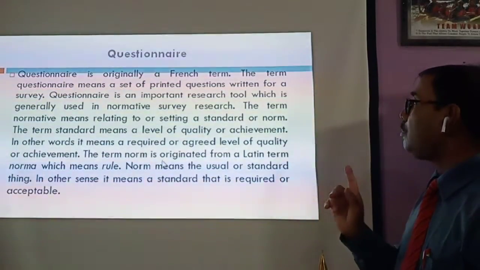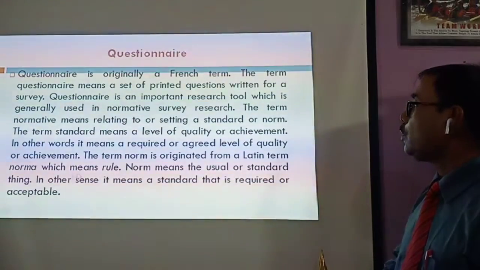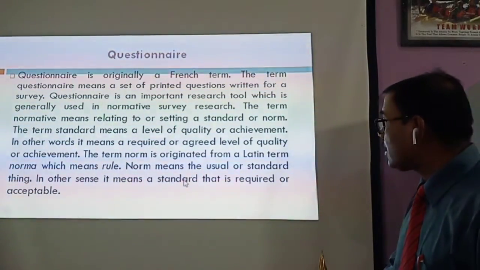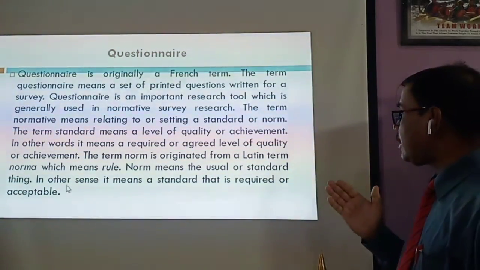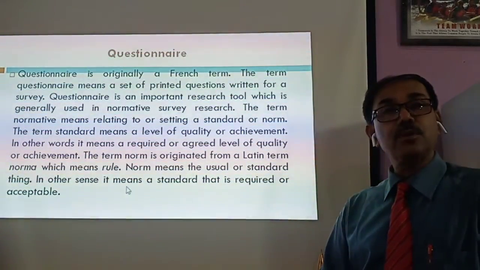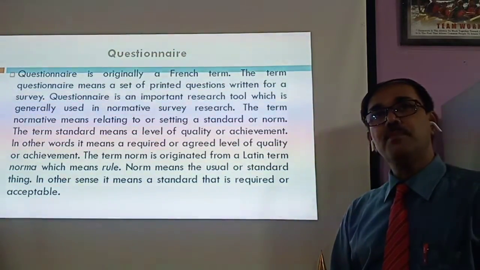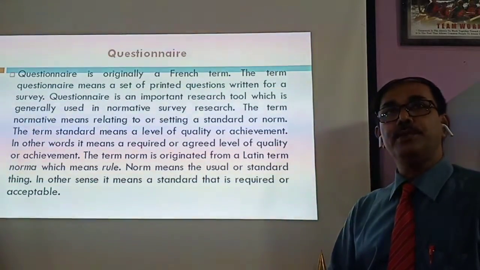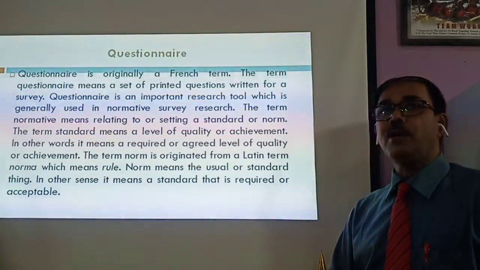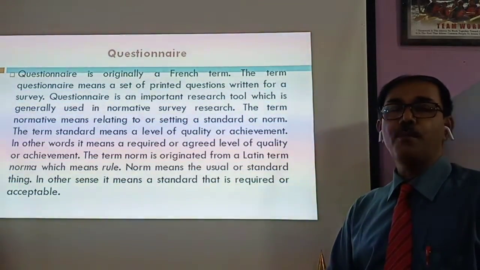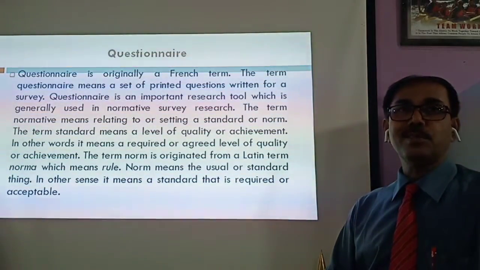The term norm originated from a Latin term norma, which means rule. Norm means the usual or standard thing. In other sense, it means a standard that is required or acceptable. So friends, the concept of questionnaire should be quite clear because this is one of the most commonly used research tools for the collection of data, maybe for the solution of a research problem or for collecting data for the completion of different surveys in different fields.